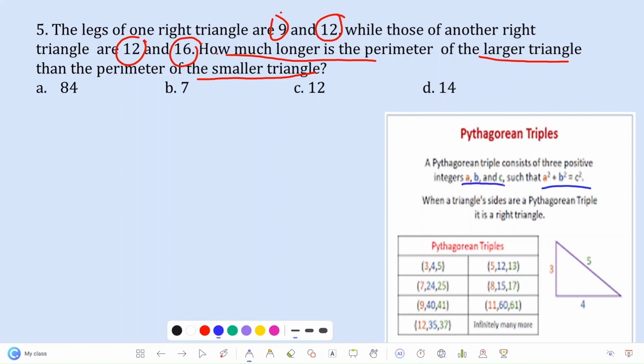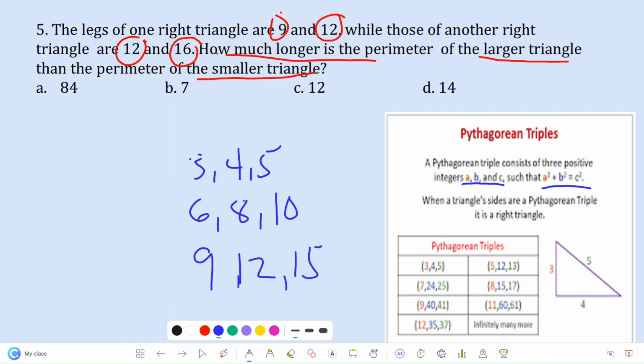Tapos ito po ang Pythagorean triples, 3, 4, 5, and their multiples. Ibig sabihin, 3, 4, 5. Halimbawa, kapag minultiply mo siya sa 2, magiging 6, 8, 10. Again, multiply mo siya sa 3, meron kang 9, 12, and 15.